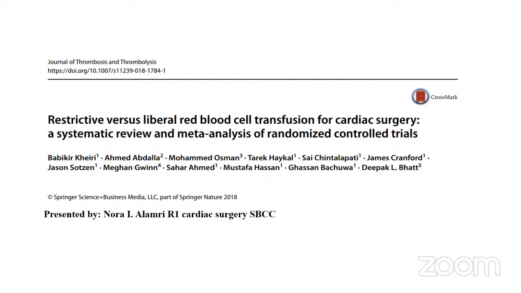So thank you so much, Dr. Hussam. Today I'm going to present the restrictive versus the liberal red blood cell transfusion for cardiac surgery, a systematic review and meta-analysis of randomized control trials that was published in December 2018 in the Journal of Thrombosis and Thrombolysis.